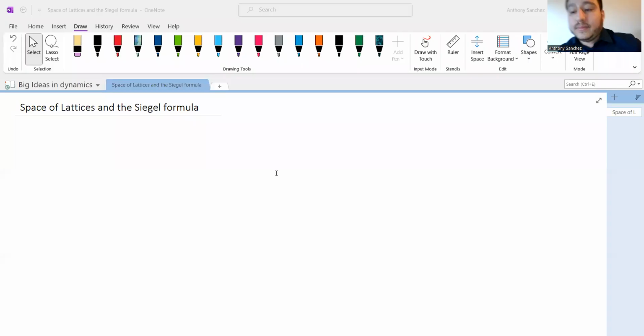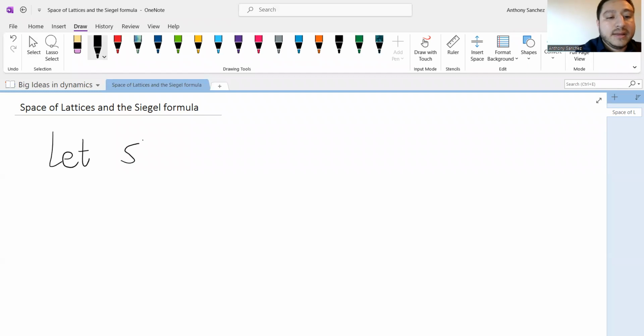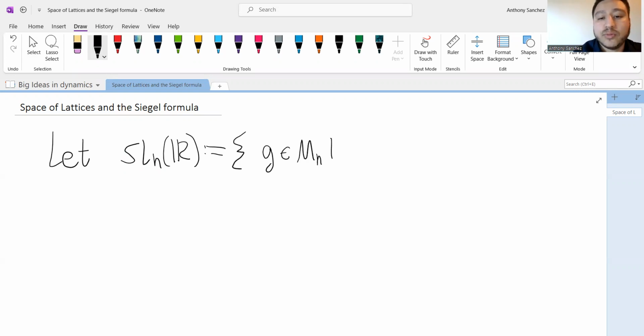So I'll share my screen. And I'll introduce us to one of the big characters of today's talk. Let SLnR denote the set of n by n matrices with real entries such that the determinant of G is equal to 1.